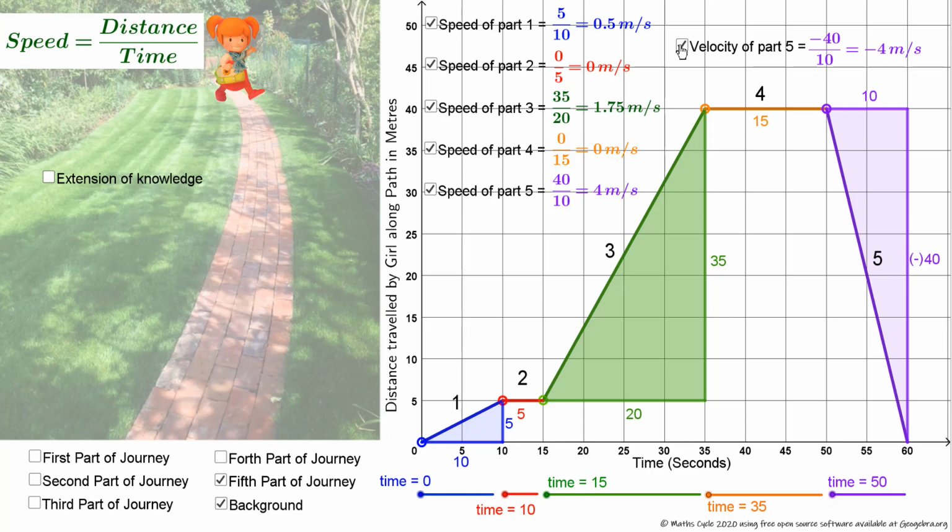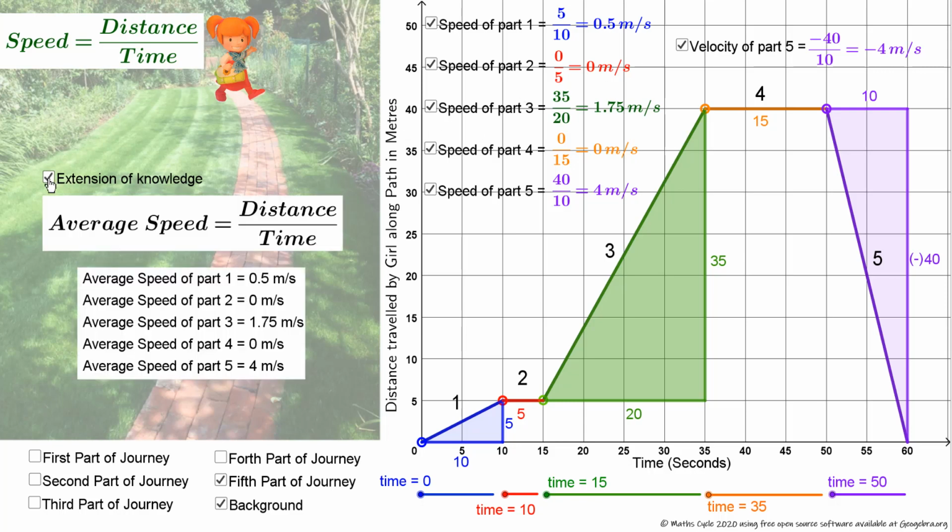Okay, so that's an important distinction to make here, and a real extension of our knowledge, that really the formula speed equals distance over time would be more accurately said as average speed equals distance over time. So that's what we're going to continue with here, that we are finding the average speed with that formula.